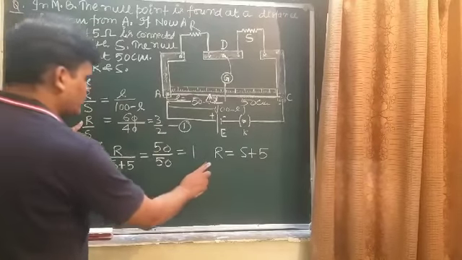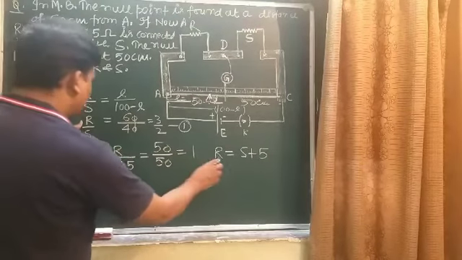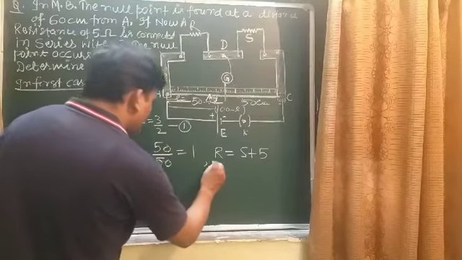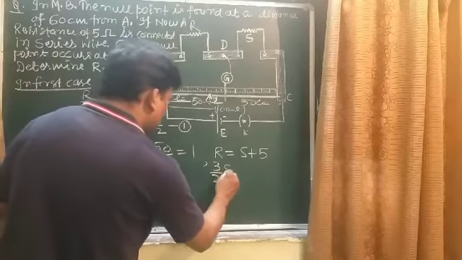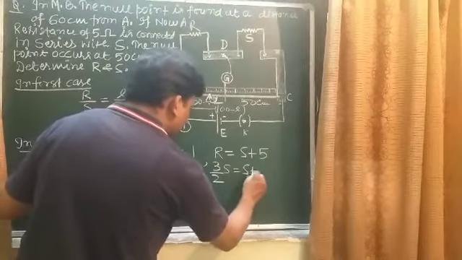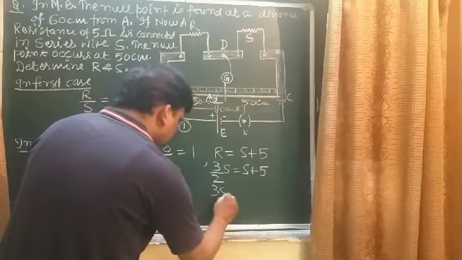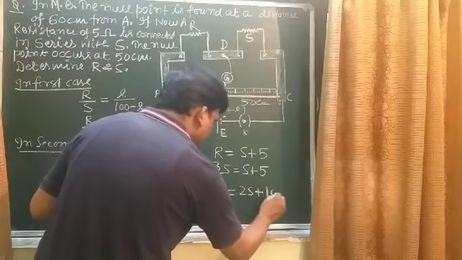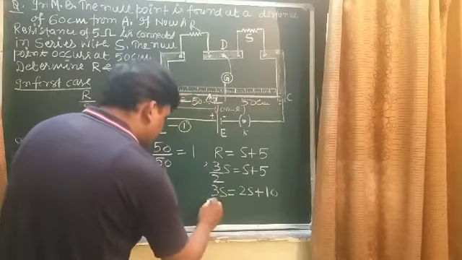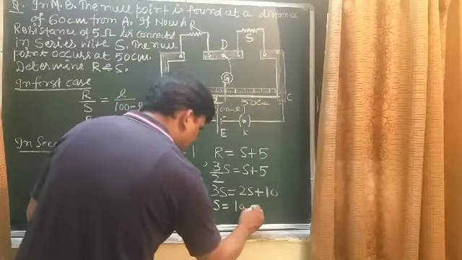So put the value of R from equation 1. R equals 3 by 2 multiplied by S, which is S plus 5. Cross multiplication gives 3S equals 2S plus 10. Transferring 2S, it comes out to be S equal to 10 ohm.